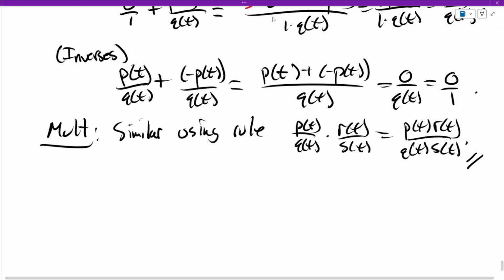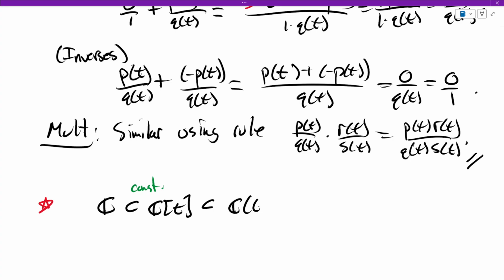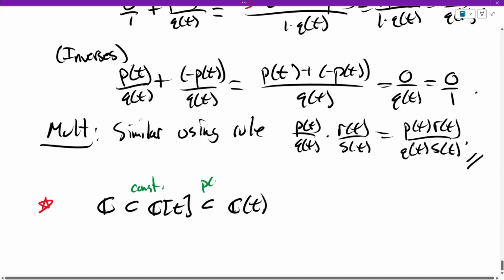Let me notice one last thing here. C is naturally a subset of C adjoin T via constant polynomials, and C adjoin T is naturally a subset of rational functions in T via guys that have denominator 1. And so we have a big subset containment, where we view a complex number as that complex number over 1. It's a rational function in T. It's a constant function.